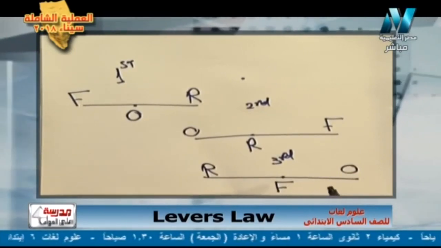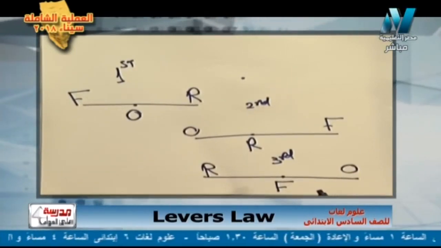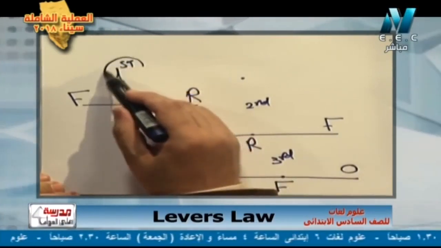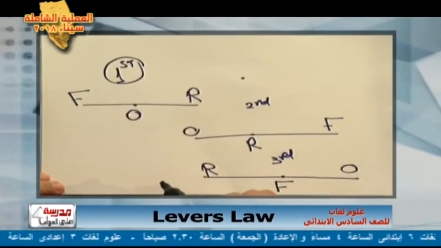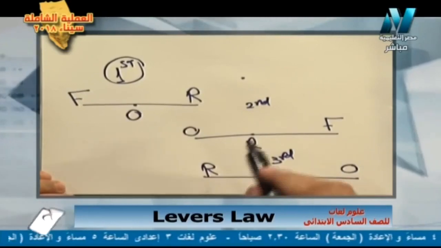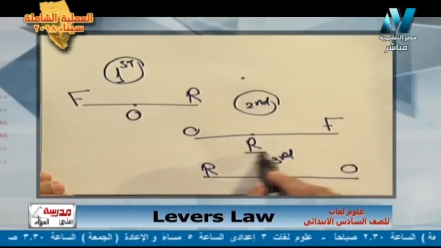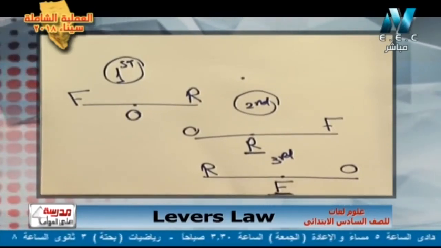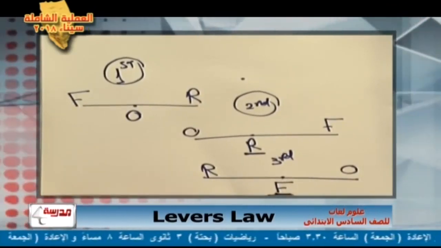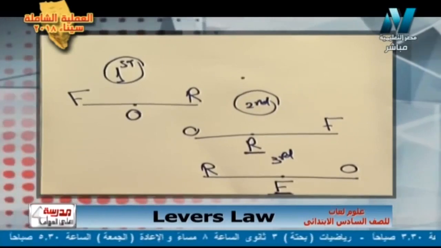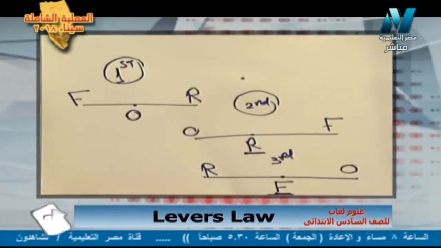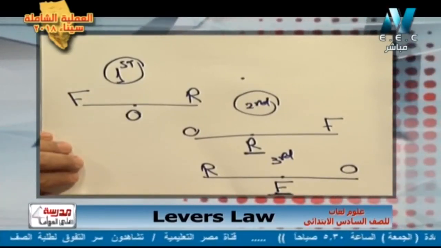Again, we have 3 types of lever: first class, second class, and third class. First contains O in the middle between R and F. Second contains R in the middle between F and O. Third contains F in the middle between O and R. So now I want to ask you a very important question: which of those 3 types of levers is the best type?